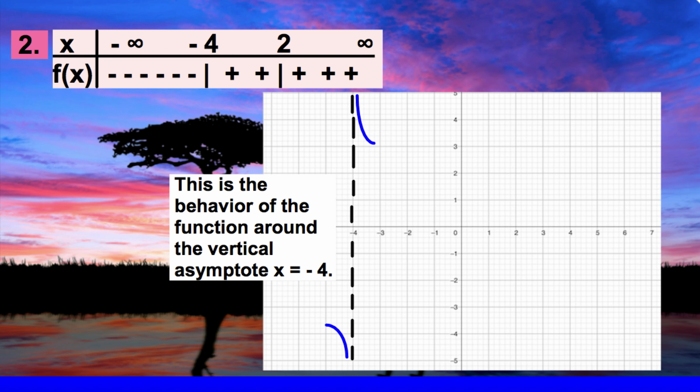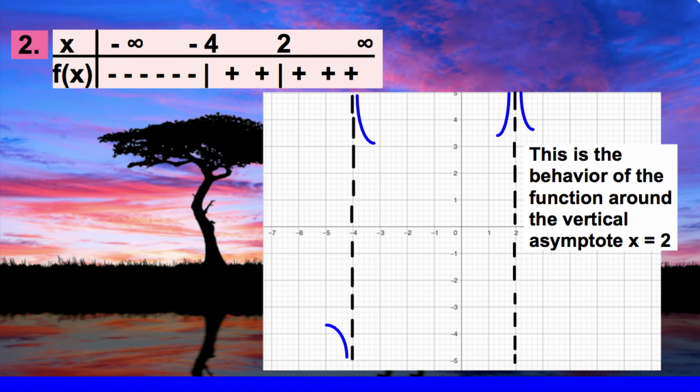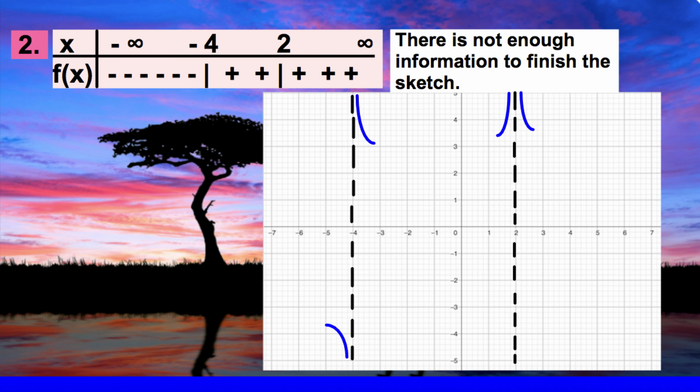This is the behavior of the function around the vertical asymptote x equals negative 4. This is the behavior of the function around the vertical asymptote x equals 2. But there is not enough information to finish the sketch.